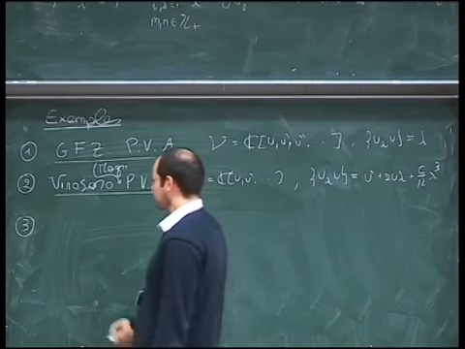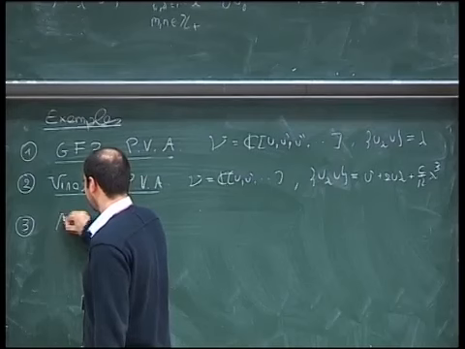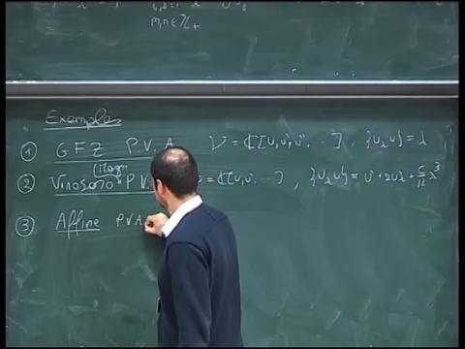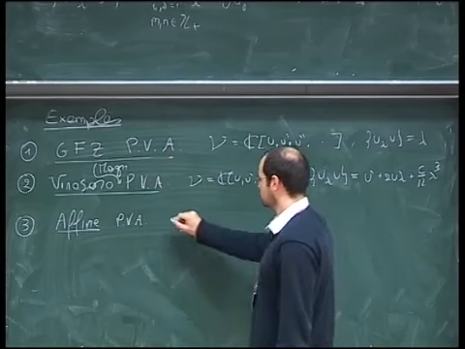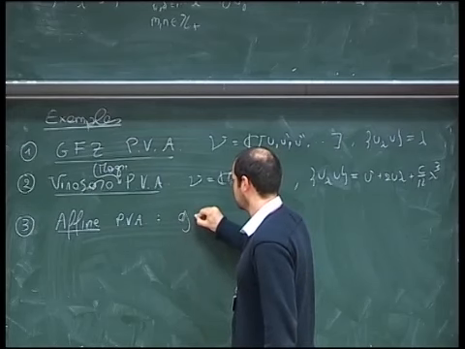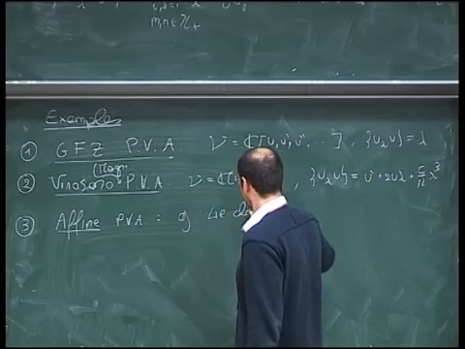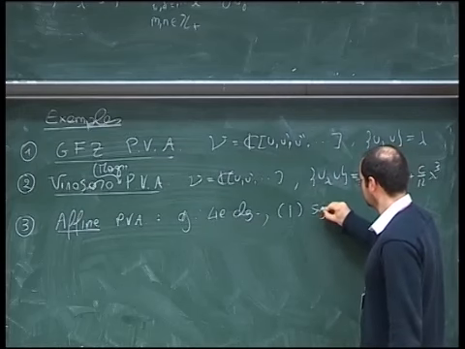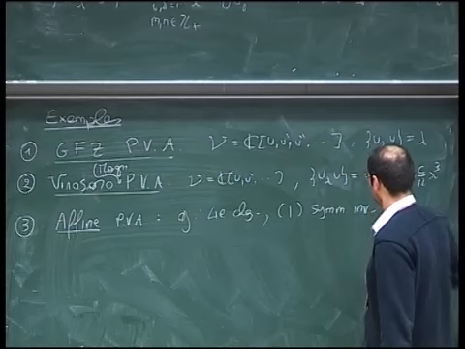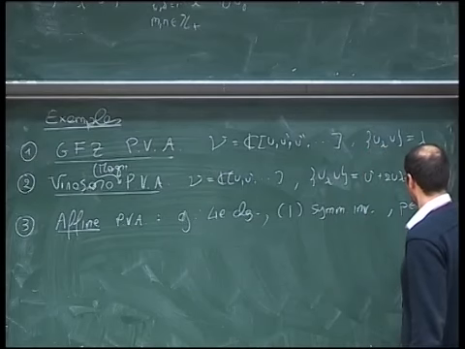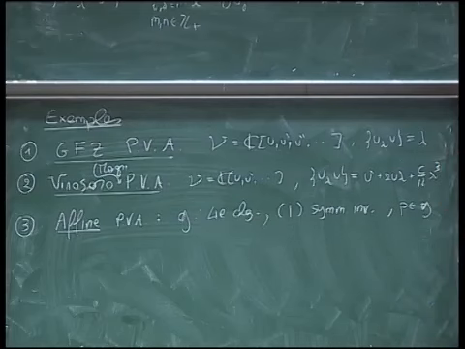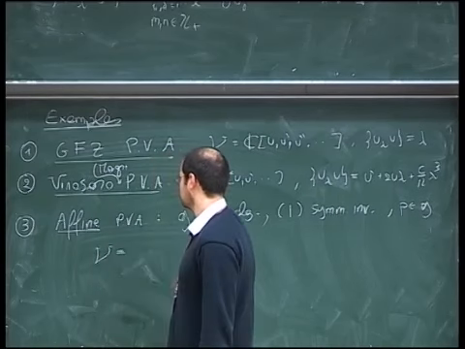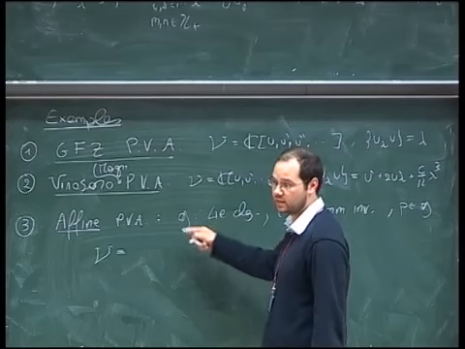The third example is the affine Poisson vertex algebra. It's associated to a certain Lie algebra g with a symmetric invariant bilinear form and with a given element. Then we define the corresponding Poisson vertex algebra on the space of differential polynomials in the elements of g.